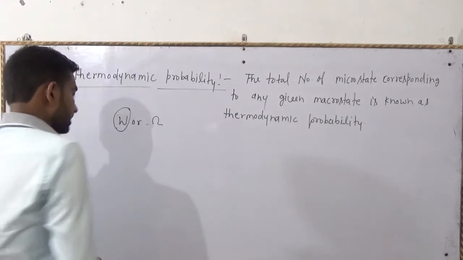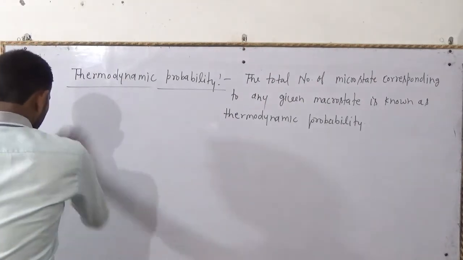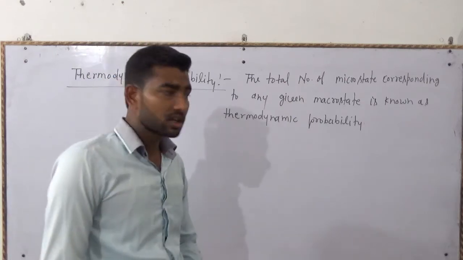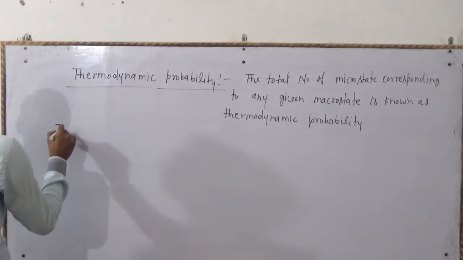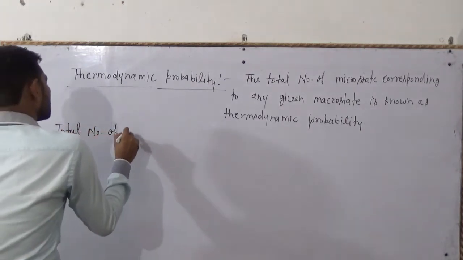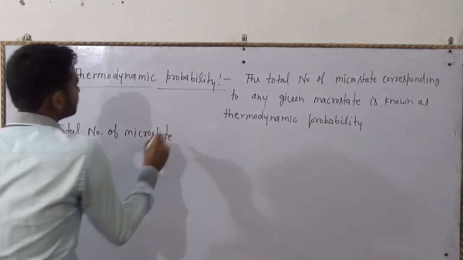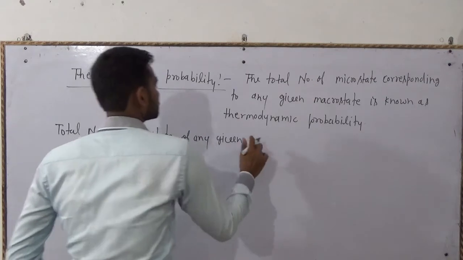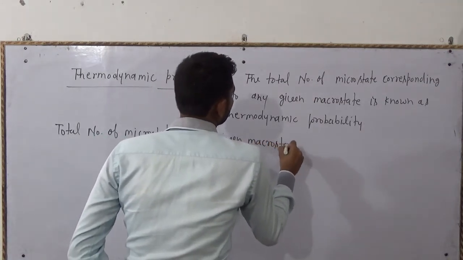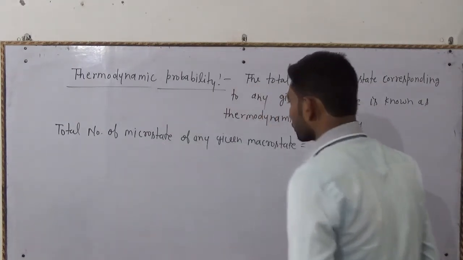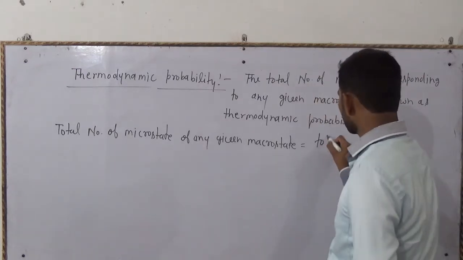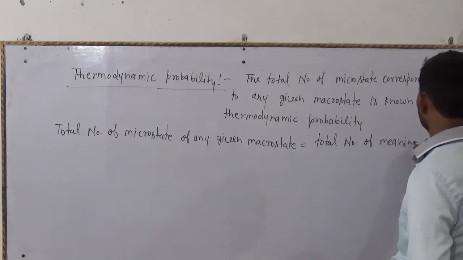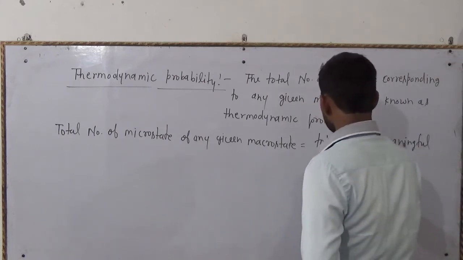So friends, now we will continue and see how we can calculate the total number of microstates corresponding to any given macrostate. Here, the total number of microstates of any given macrostate is equal to the total number of meaningful arrangements.